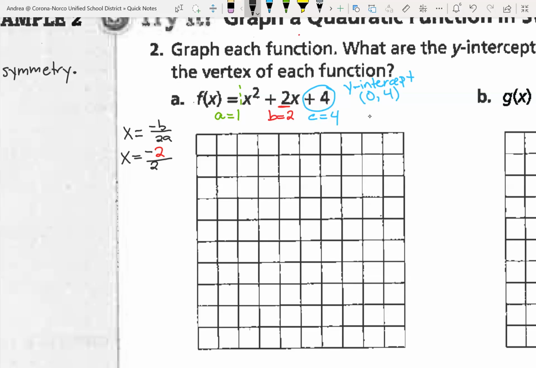Divided by 2 times the a value, which was 1. Okay, then we do the math. Negative 2 divided by 2 times 1 is going to give me x equals negative 2 divided by 2. And negative 2 divided by 2 is negative 1. So x equals negative 1. Does that make sense?